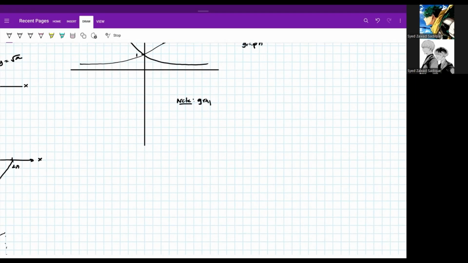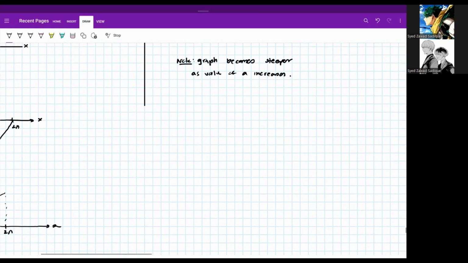Okay, note that graph becomes steeper as value of A increases. Nice. Then we have the log graph.